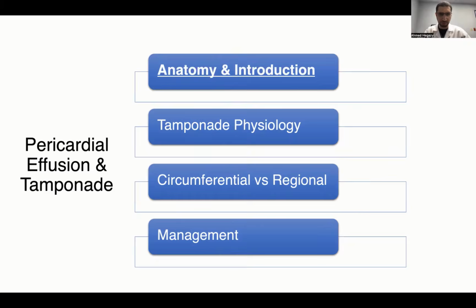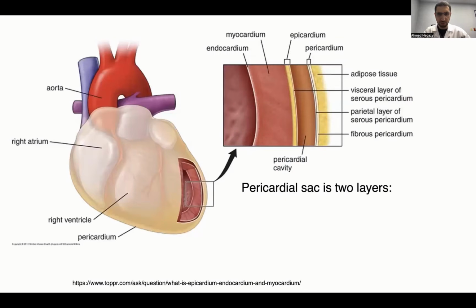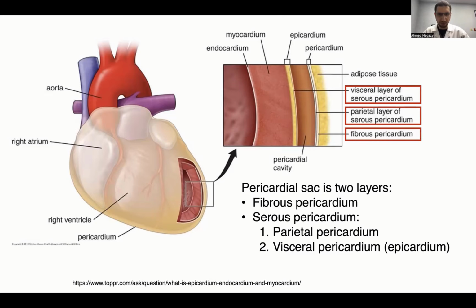Let's start off with the anatomy. So the pericardium is composed of two layers. The outer layer is called the fibrous pericardium. The fibrous pericardium is about 1 to 2 millimeters thick, and it's inelastic. The inner layer, on the other hand, is called the serous pericardium.